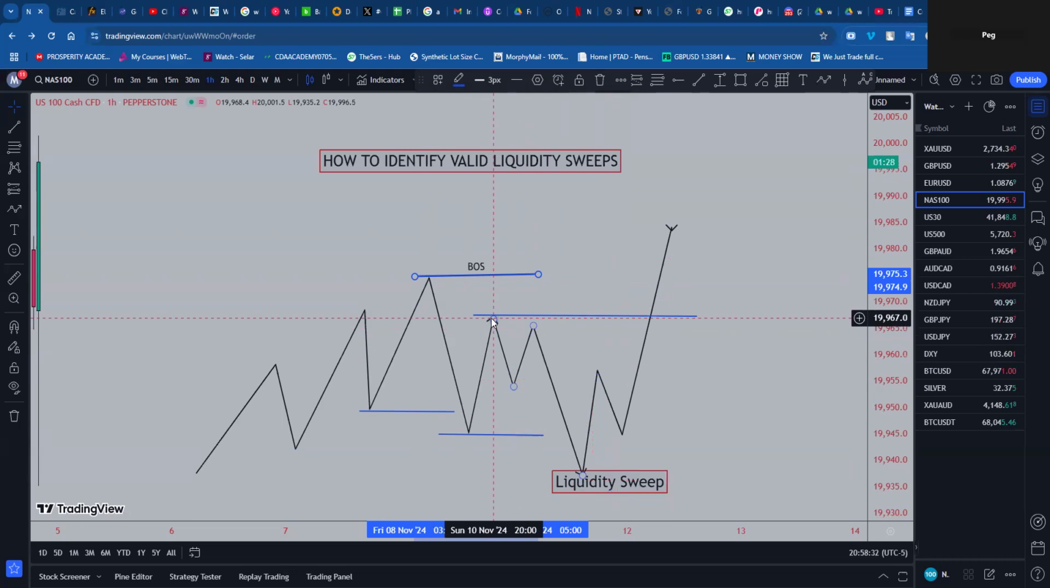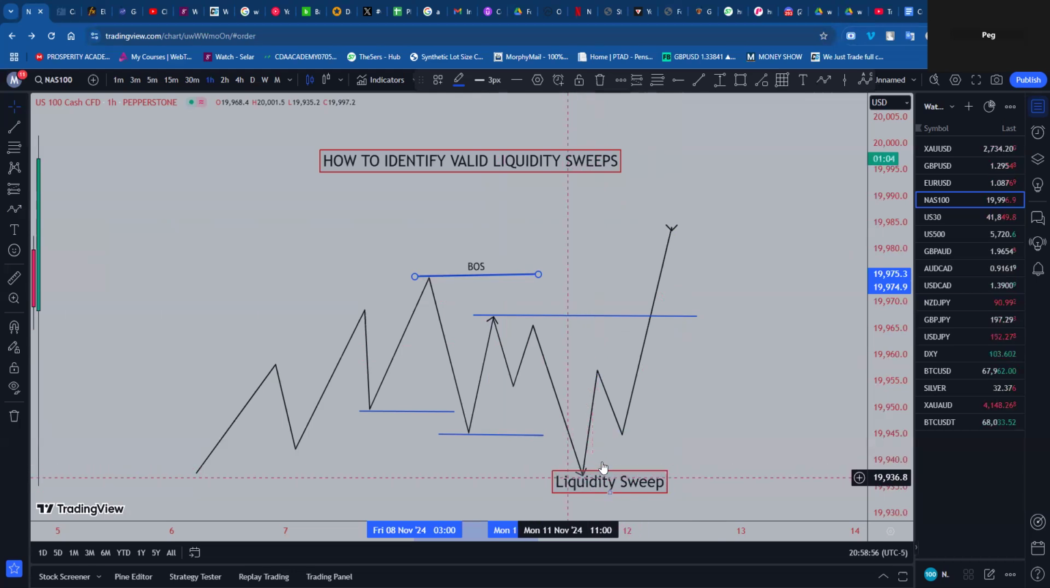But you see in this case now, after taking out this fake sweep, it comes, takes it out again, then takes out the high that sponsored the break of that sweep. Once it takes out that high that sponsored the break of that sweep, I can now confirm that this is a valid liquidity sweep.